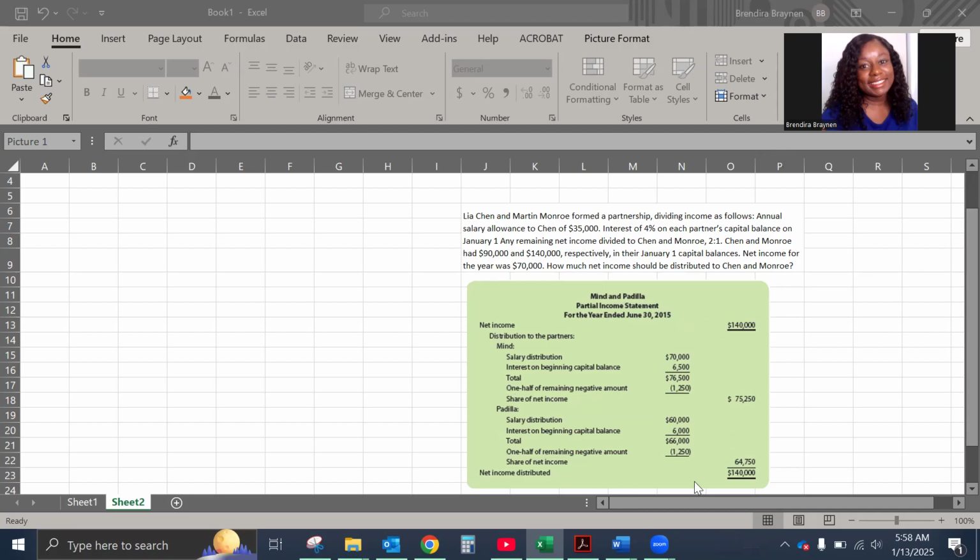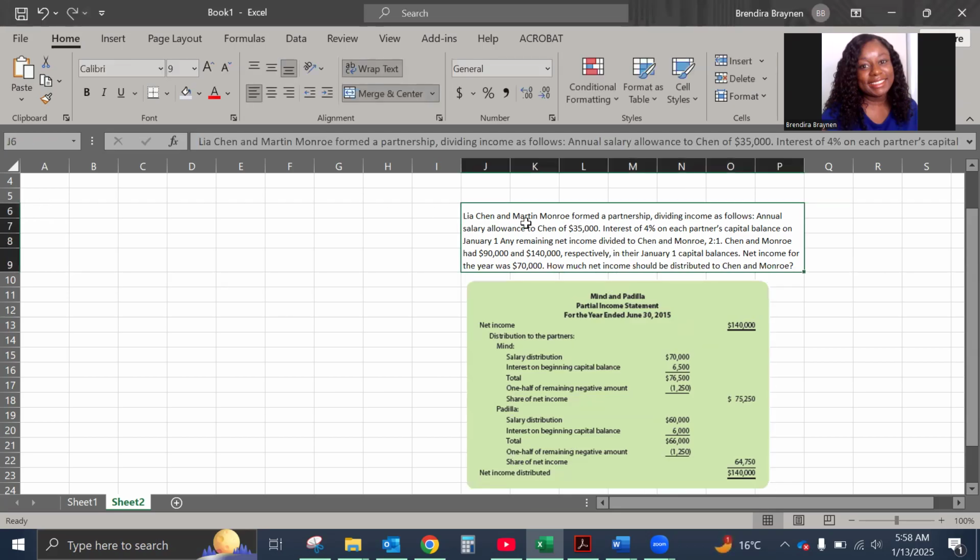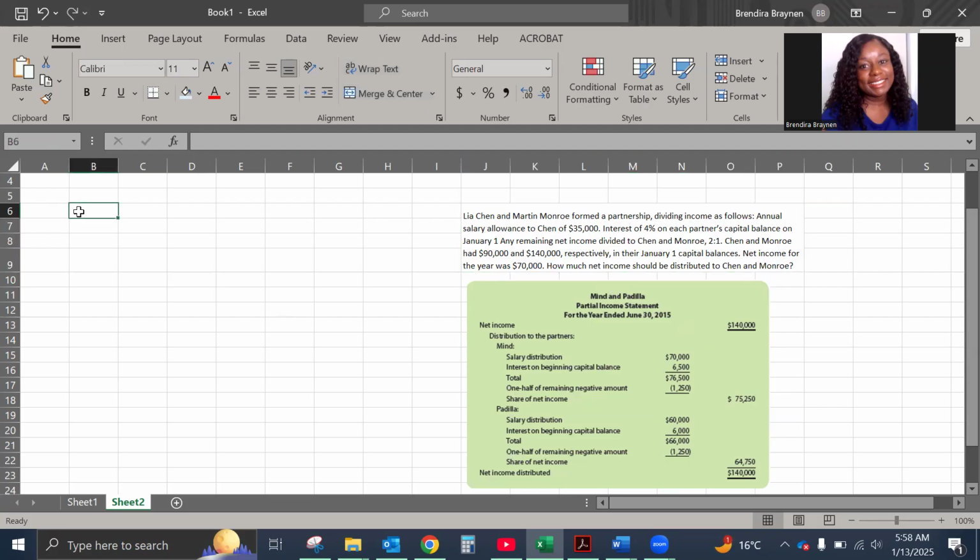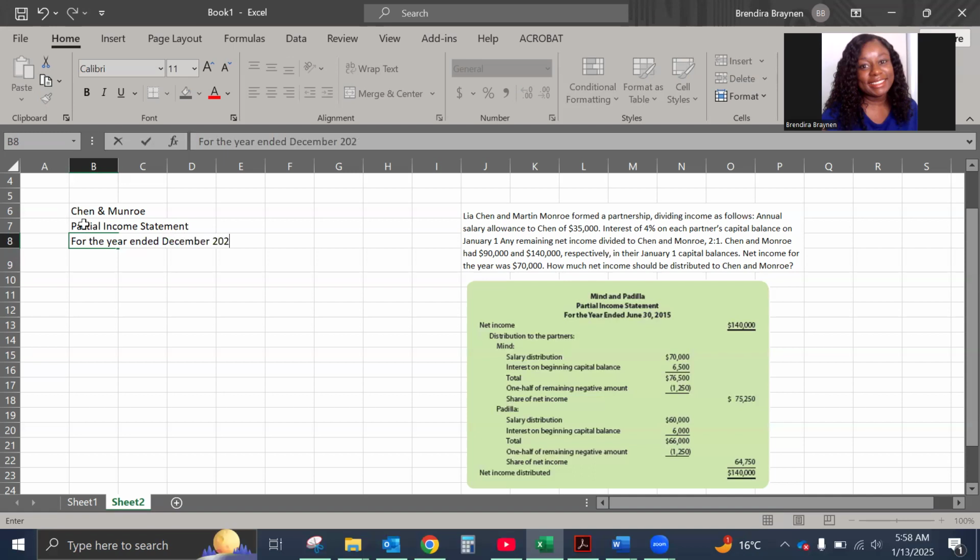This is an example of what it looks like in a textbook. They say that the partners are Leah Chen and Maria Monroe. So I'm just going to start in the same fashion, Chen and Monroe. I'm going to call it a partial income statement for the year ended December 2024, because there are no dates. And it says that they formed a partnership dividing income as follows.